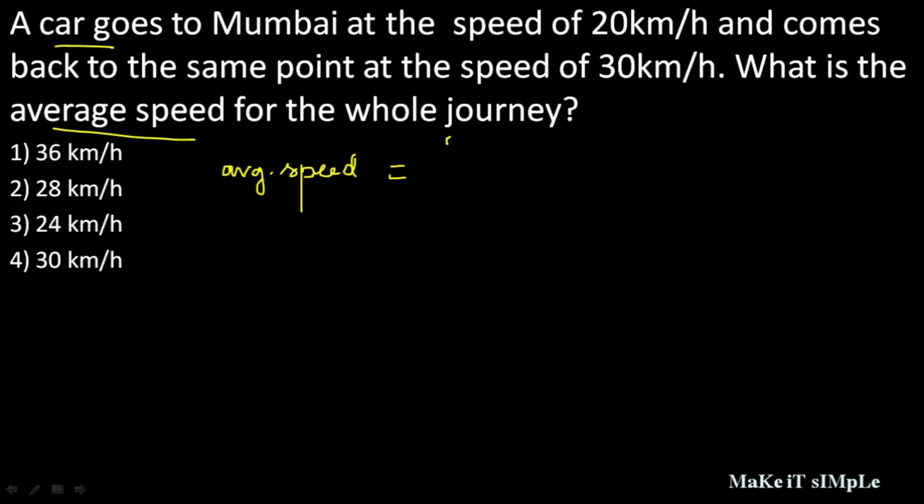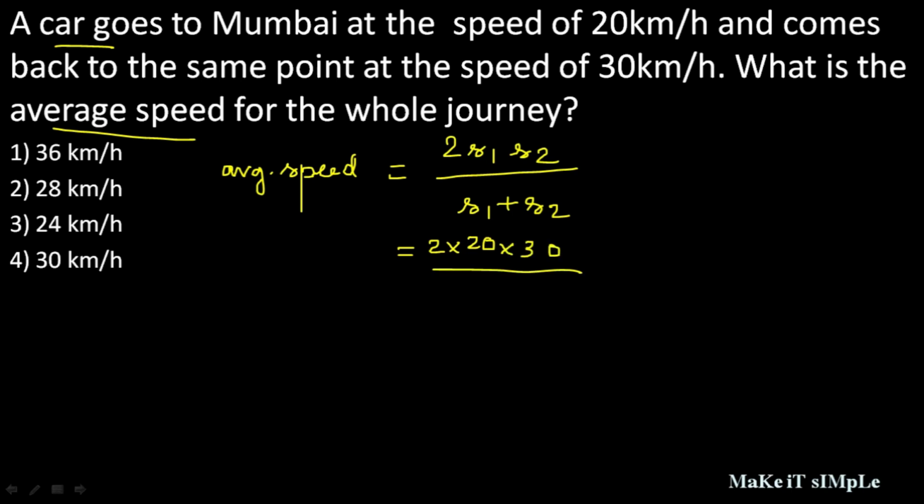here they have given the 2 speeds, so this formula is applicable only when they have given these 2 speeds. When they have given only those types of questions, this formula is applicable. That is 2 s1 into s2 divided by s1 plus s2. Now we will substitute here 2 into 20 then into 30 divided by 20 plus 30. What will we be getting? Again 2 into 20 into 30 divided by 50.